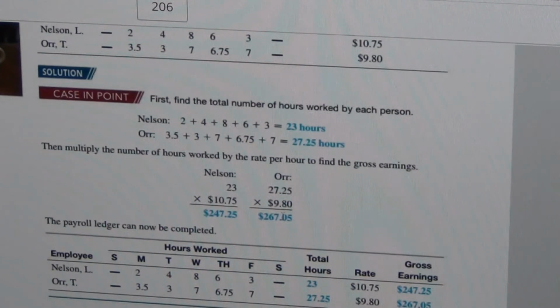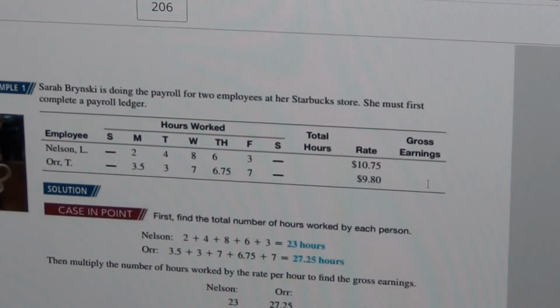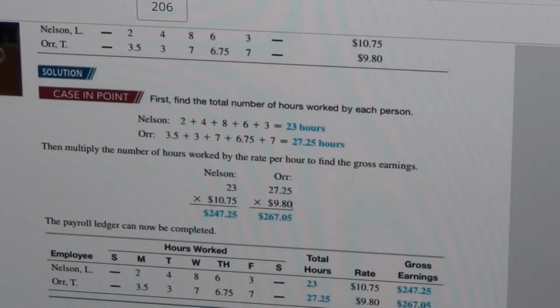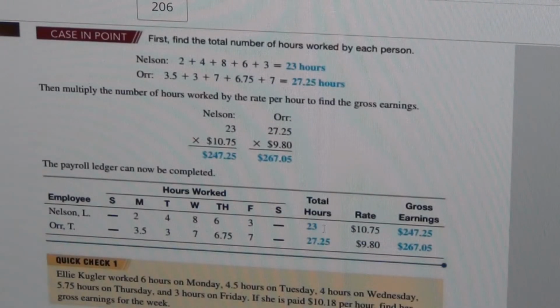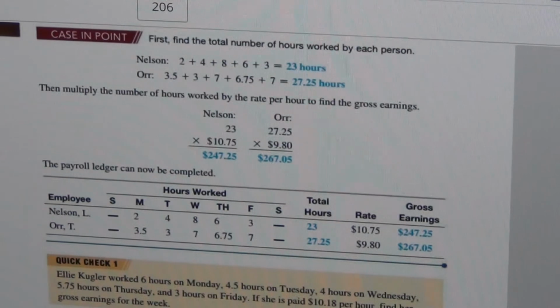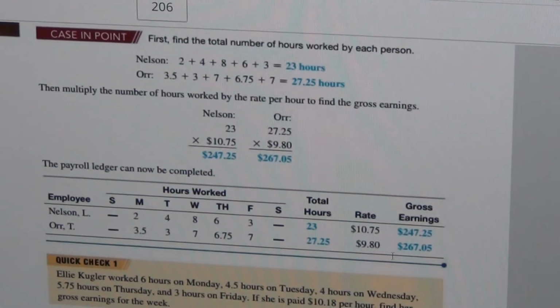Now we can fill in the blanks that we're missing here with the hours that we've computed. In this case, it's 23 hours for Nelson and 27.25 hours for Rice, and we find the gross earnings, or the gross amounts, by simply taking the amounts we've computed here and down to here.